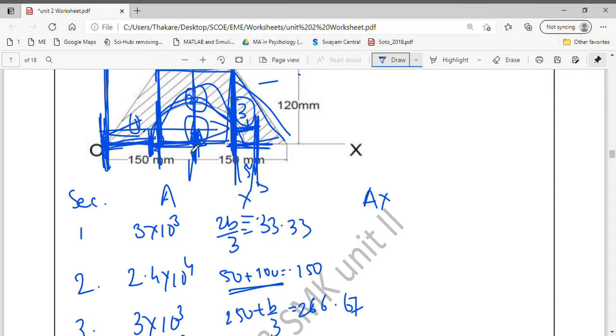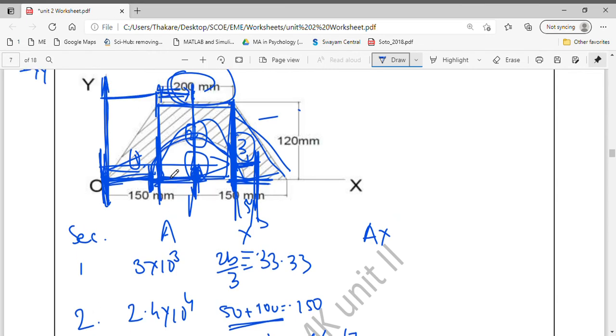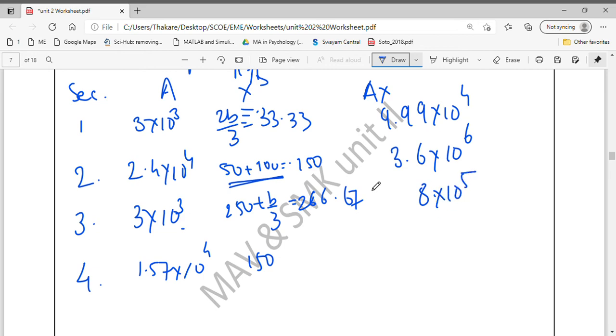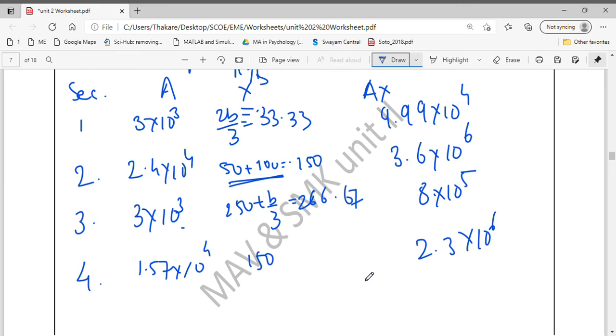So this is the radius. Radius is 100 and this much distance was 50. So 100 plus 50 is 150. Area into x का values आता है आपका 9.99 into 10 to the power 4 for section 1, 3.6 into 10 to the power 6 for section 2, 8 into 10 to the power 5 for section 3, and 2.3 into 10 to the power 6 for section 4.